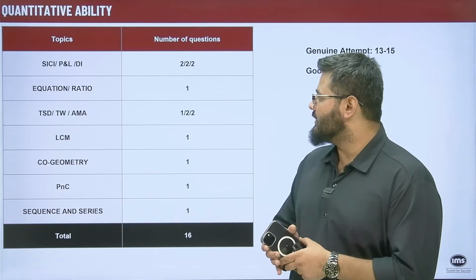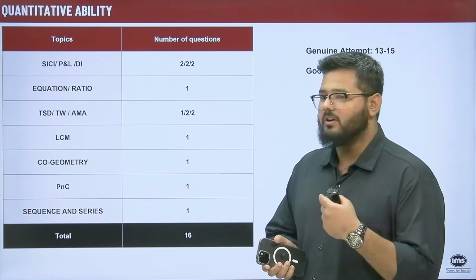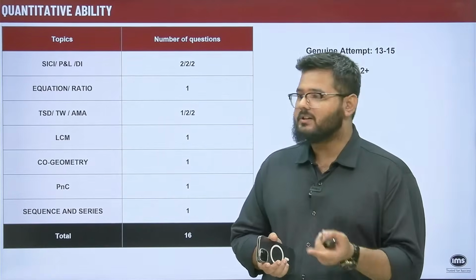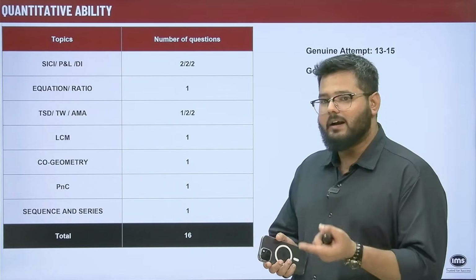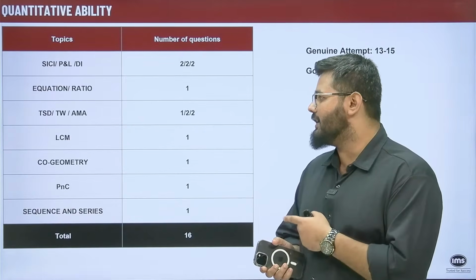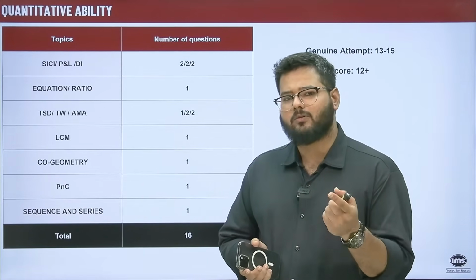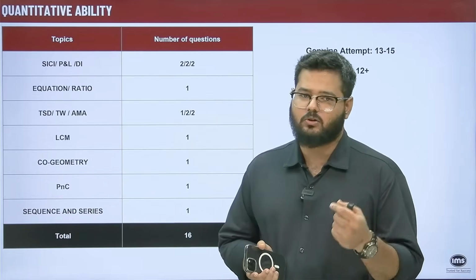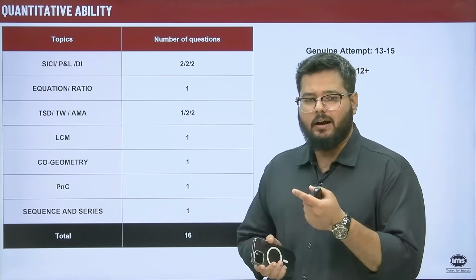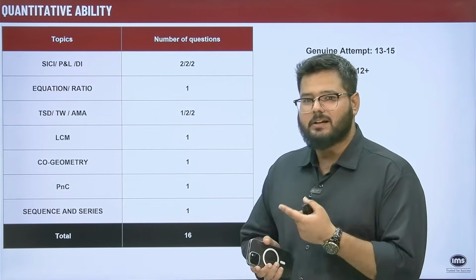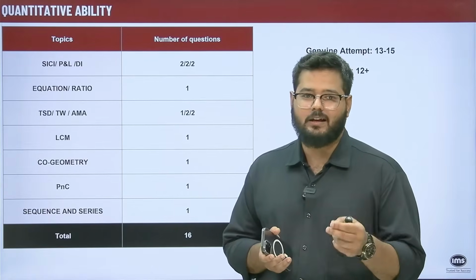There were no direct questions on equations. There was one question on ratio. Time, speed, distance, time and work, averages, mixtures and alligations: we had 1, 2 and 2 questions from these 3 areas. There was one straightforward question on average, one question on alligations, and one question on time, speed, distance, about 2 trains crossing each other. So nothing out of the blue.